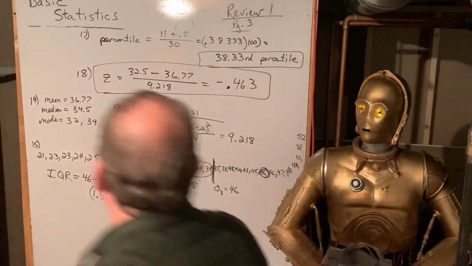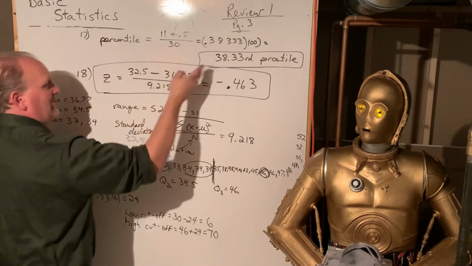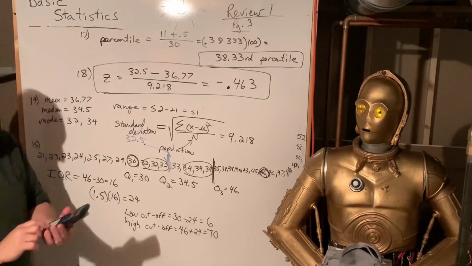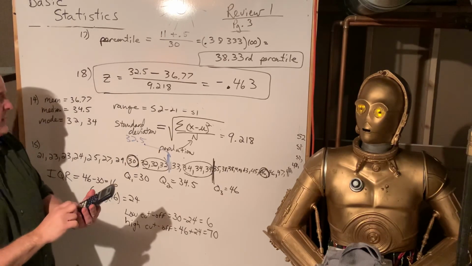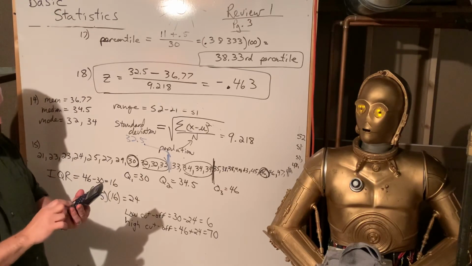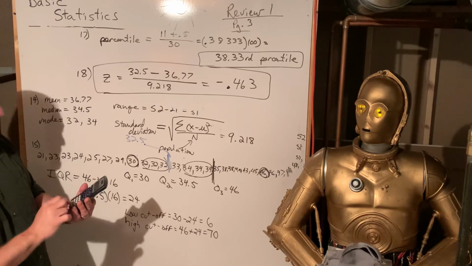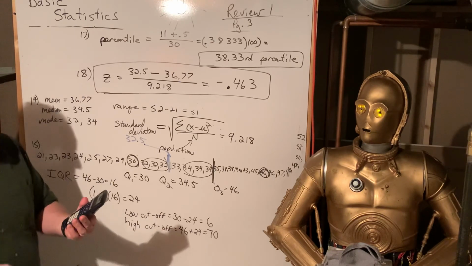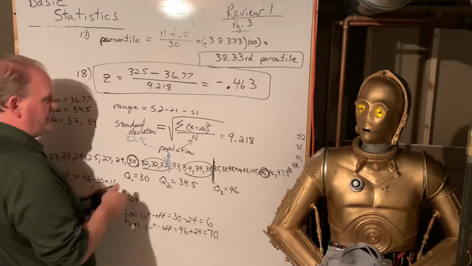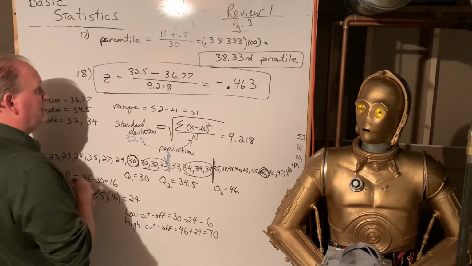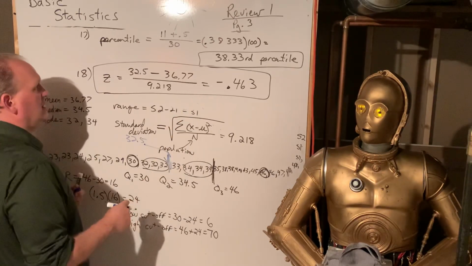Lots of students do this wrong. They do 32.5 minus 36.77 and then divide by 9.218. And here, let me do it wrong and tell you what they get. If you don't hit enter first, you just type it in as you see it, it ends up being 28.51. That is not 28.51 standard deviations above the mean. It's not even above the mean, it's below the mean. So you got a negative standard deviation here.